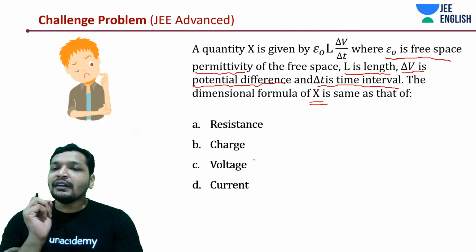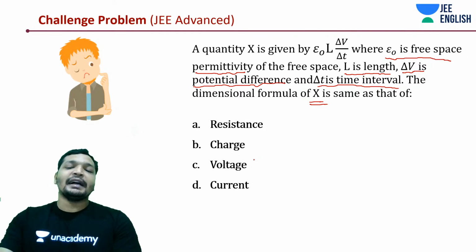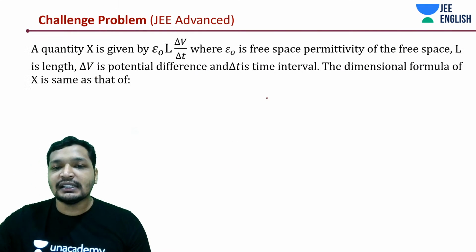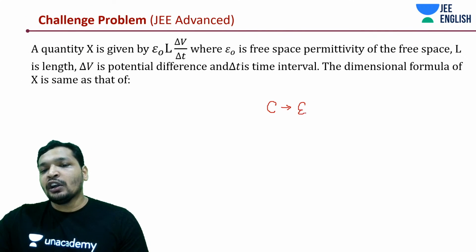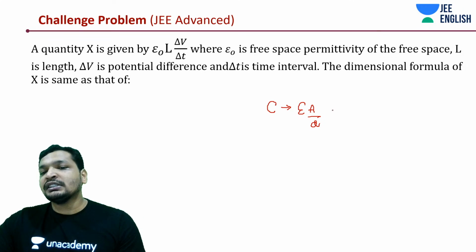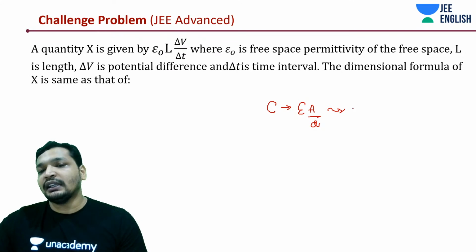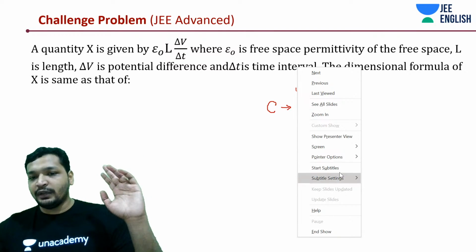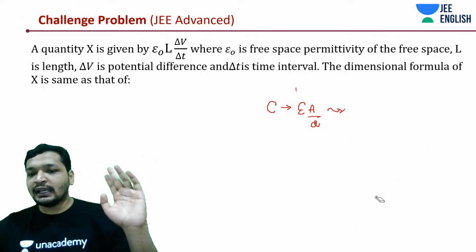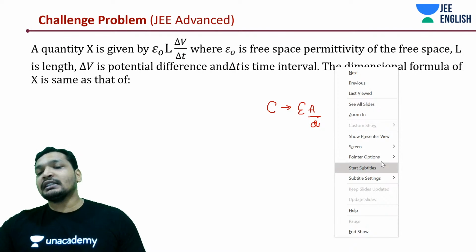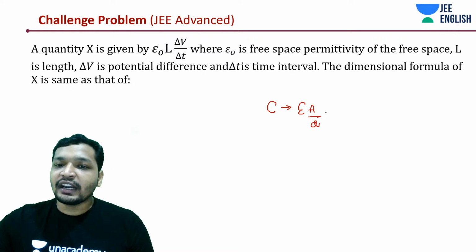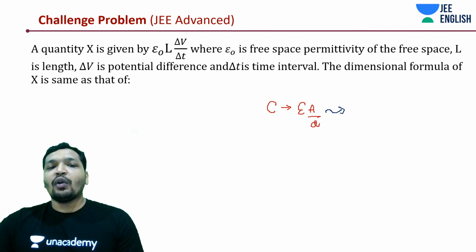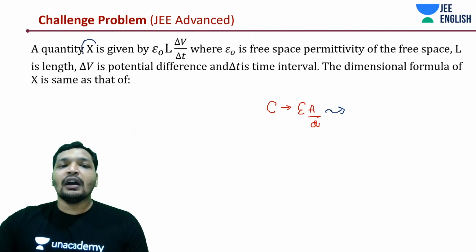There is a simple way if you understand capacitance. What is capacitance? Capacitance is epsilon A by D. So the dimensions of capacitance, just think about dimensional formulae. In dimensional analysis, what we are analyzing is what is this quantity x? What is the nature of x?